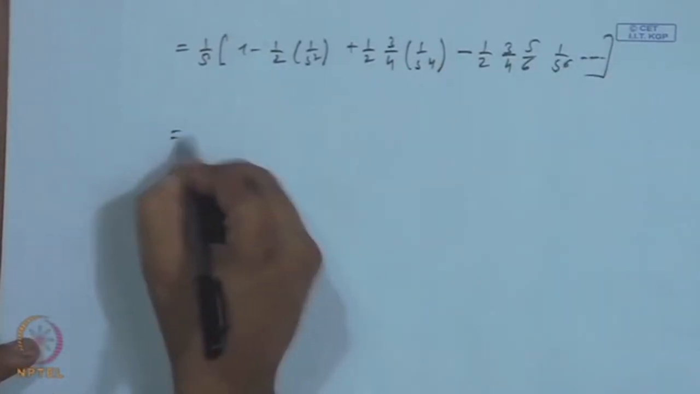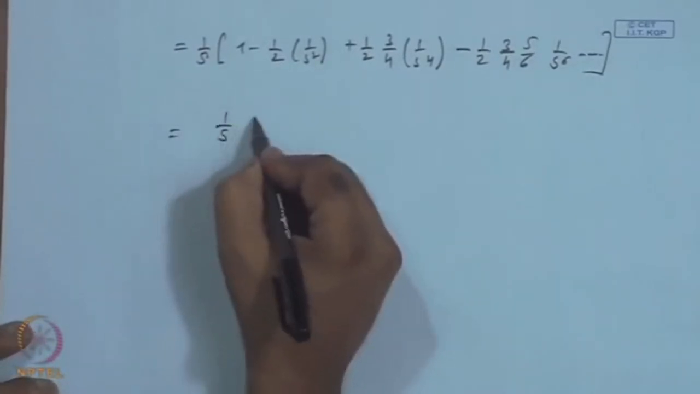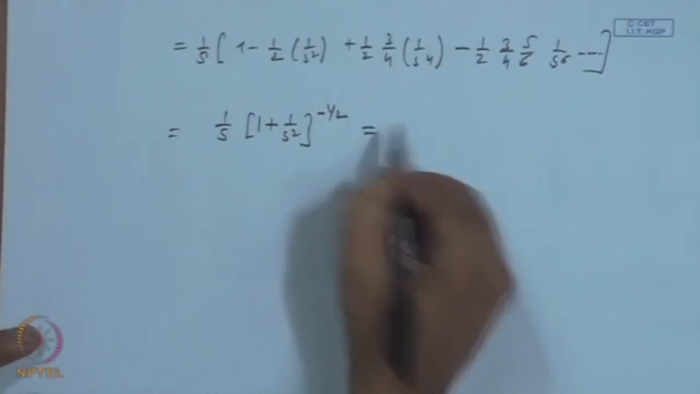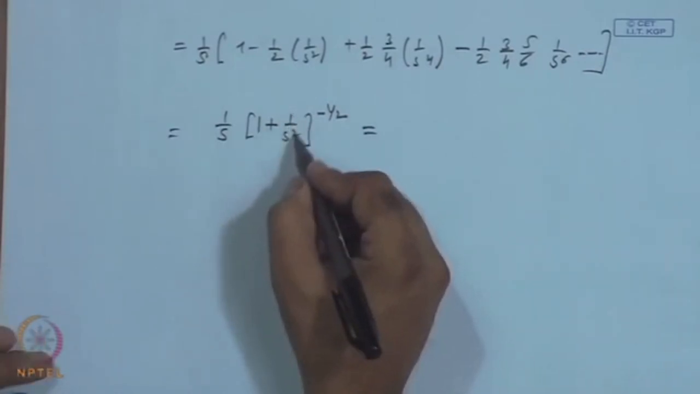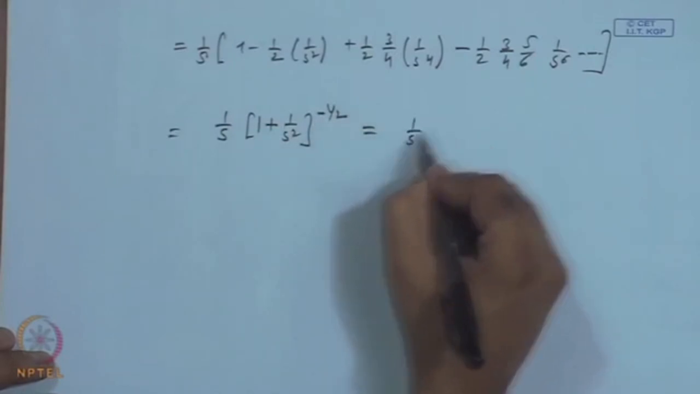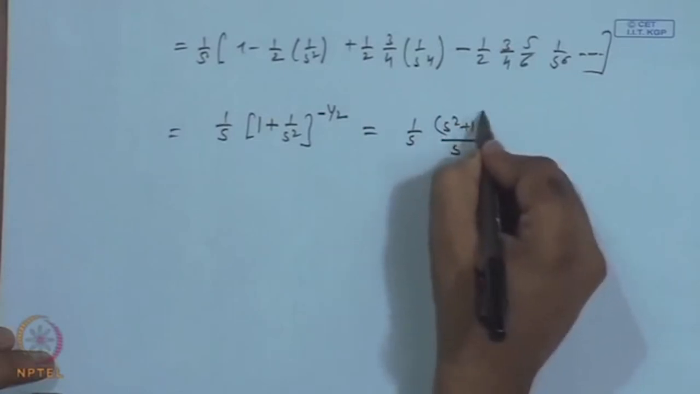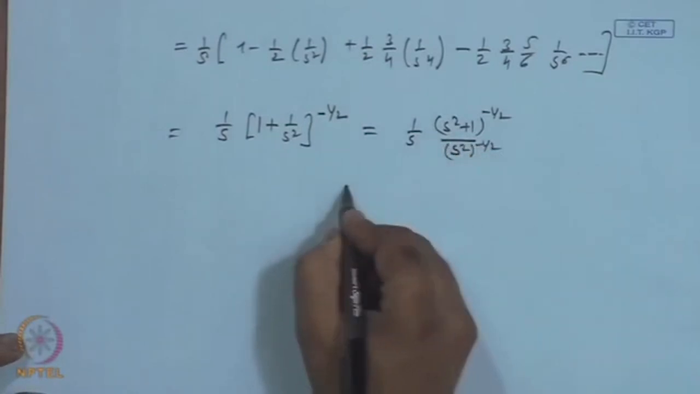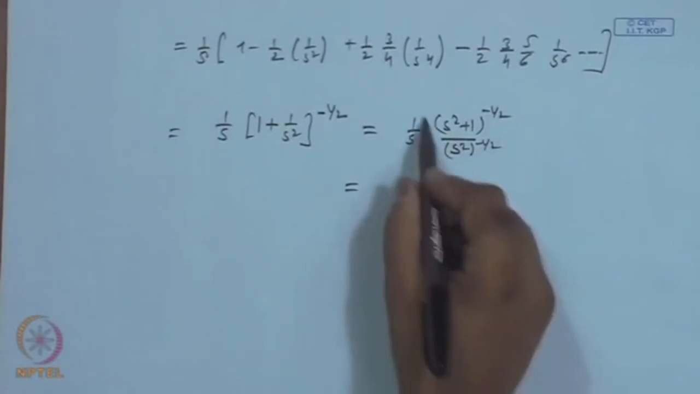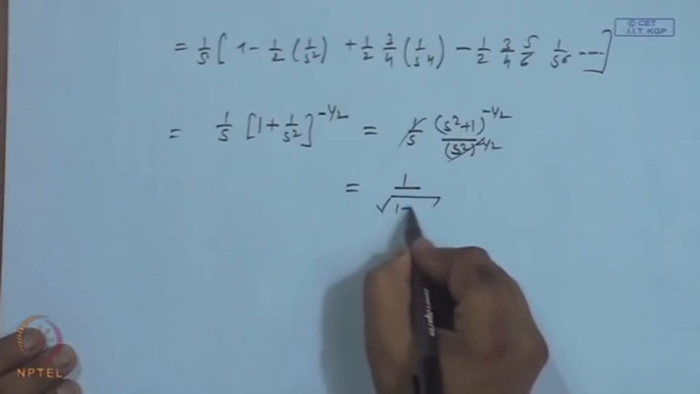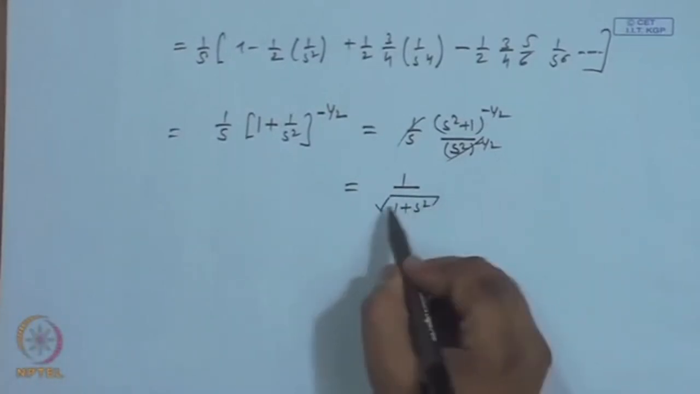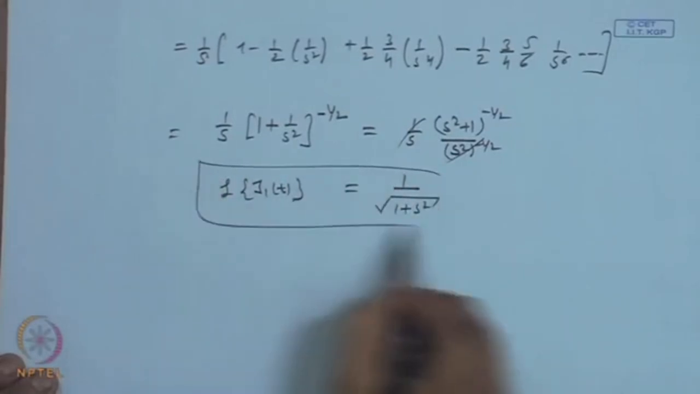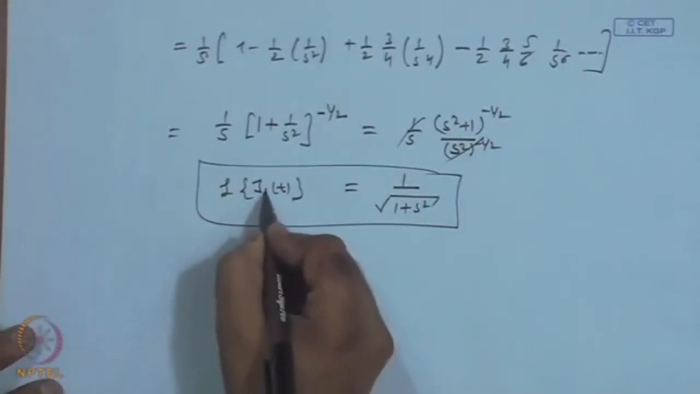And this is with the binomial series, we can write this sum as 1 over s, 1 plus 1 over s square and minus half, or this is s square plus 1 and we have minus 1 there. So, we get 1 over s, we have s square plus 1 over s square, minus half. So, this will be cancelled with this and then we get 1 over square root 1 plus s square. This is the Laplace transform of J of order 0, sorry, J0 t.